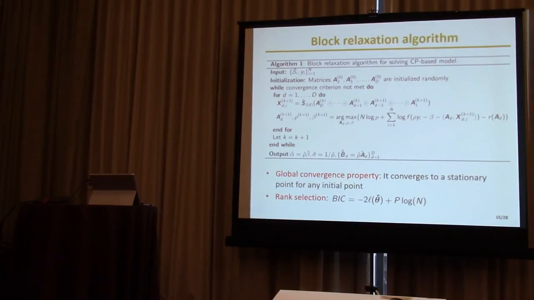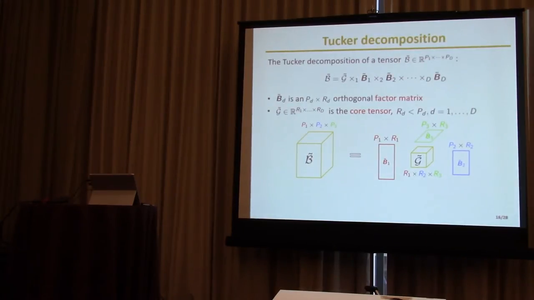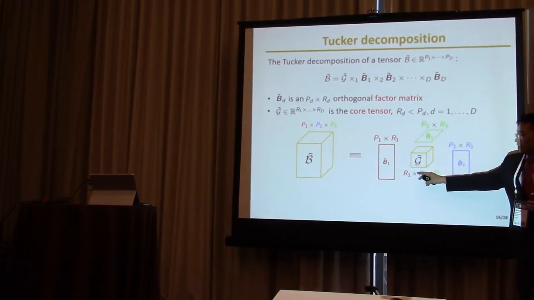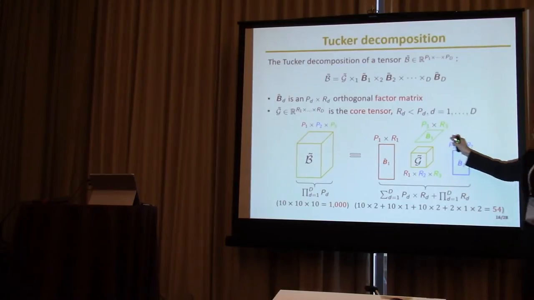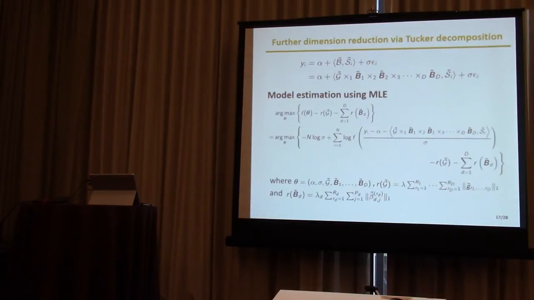So far, I have introduced how to use CP decomposition to reduce the number of parameters in our model. In the next several slides, I will introduce another tensor decomposition, the Tucker decomposition, and how to use it for the same purpose. Similarly, the Tucker decomposition says that a high-dimensional tensor can be decomposed into a product of a small-dimensional core tensor and some low-dimensional factor matrices. If we estimate these instead of the tensor itself, the number of parameters can also be reduced a lot. Similarly, this problem can be solved using the penalized MLE and the block relaxation algorithm. I will skip this part because it is very similar to the CP part.